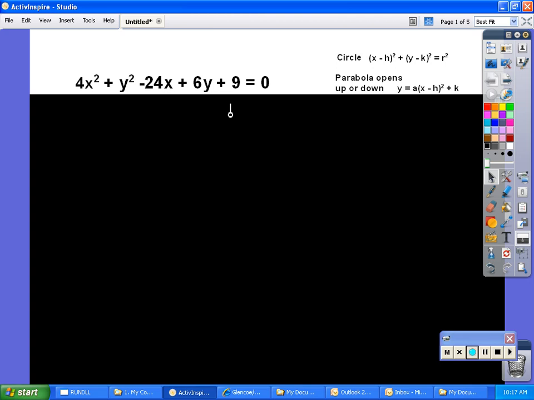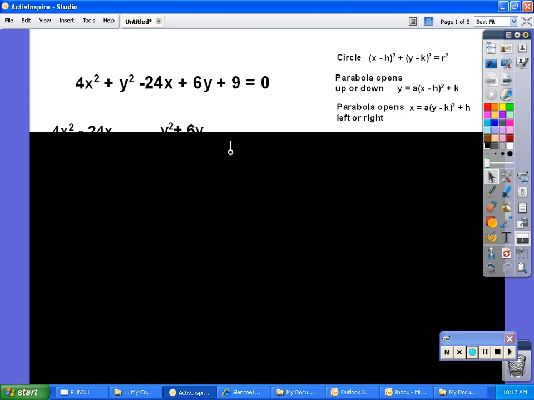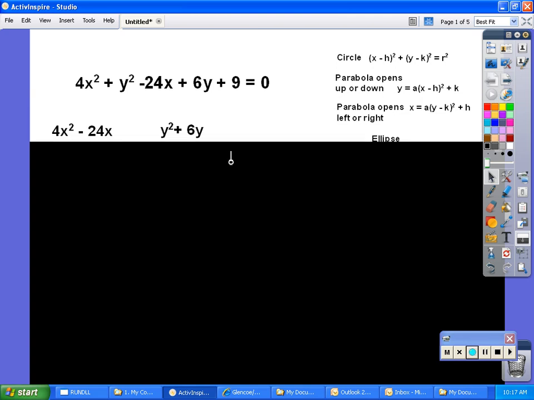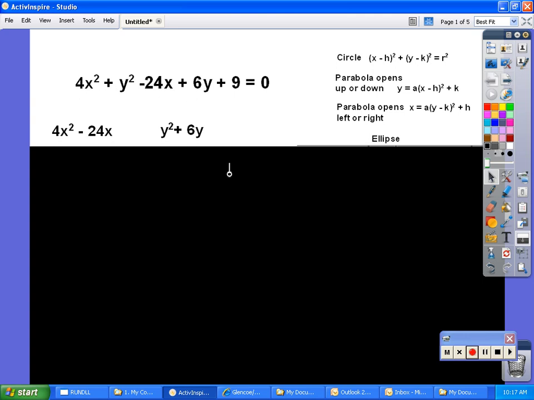The first thing I'm going to do is group like variables. So that means I'm going to grab my x squared and my x and group them together. So I have 4x squared minus 24x. I'm then going to take my y squared and my 6y and group those together. Now you'll notice I have this 9 up here that doesn't group with either because it does not contain a variable. So I'm going to subtract 9 to move it to the other side so that I am free to complete the square.